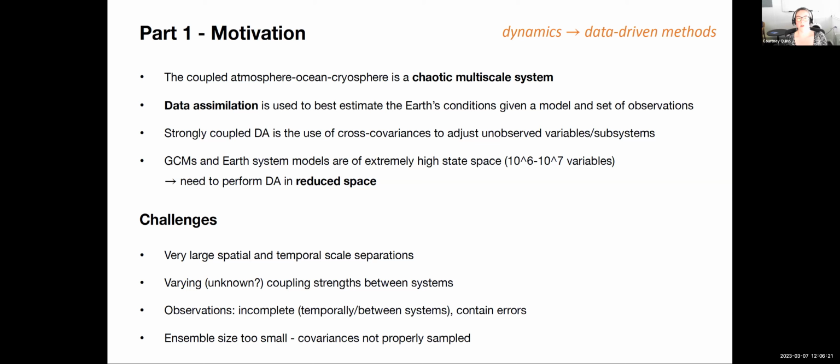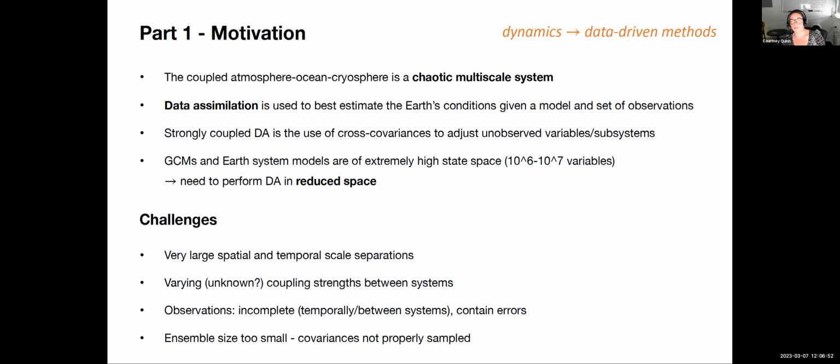So I guess the motivation here had to do with the fact that when we're talking about climate modeling, we are really looking at a coupled atmosphere, ocean, and cryosphere, right? So ice system. And if you think about that coupled system, it's chaotic and it's multi-scale, right? Multi-scale spatially, multi-scale temporally. And yes, we are very aware that there's a lot of chaotic behavior in all of these different subsystems, as well as the whole thing coupled together.